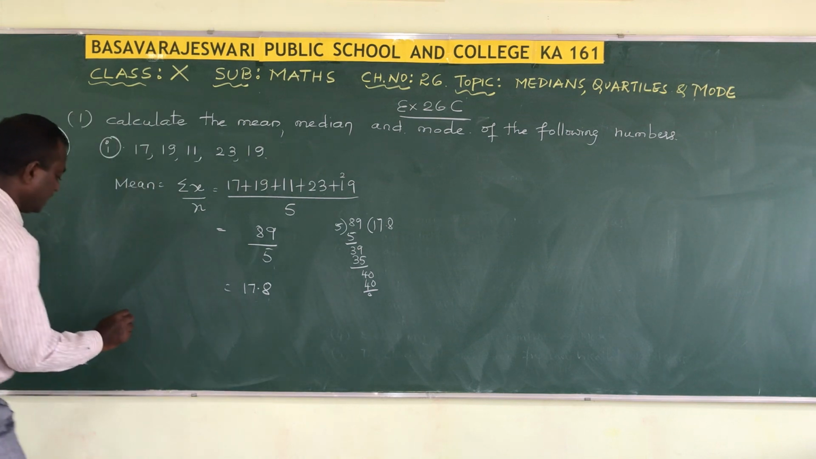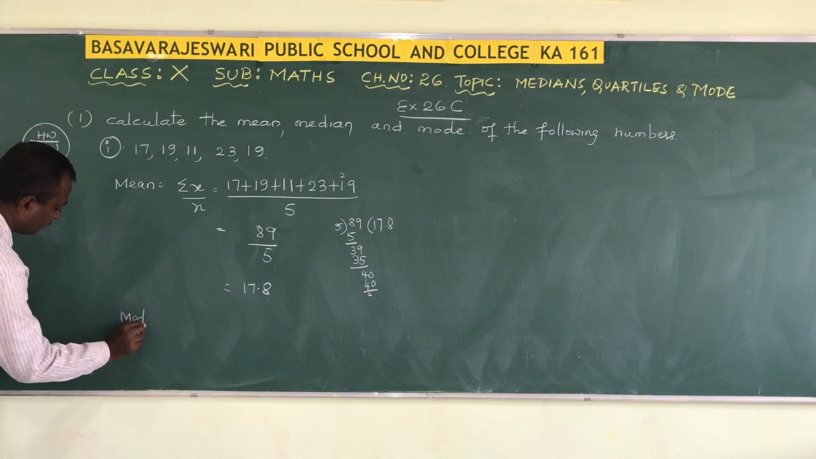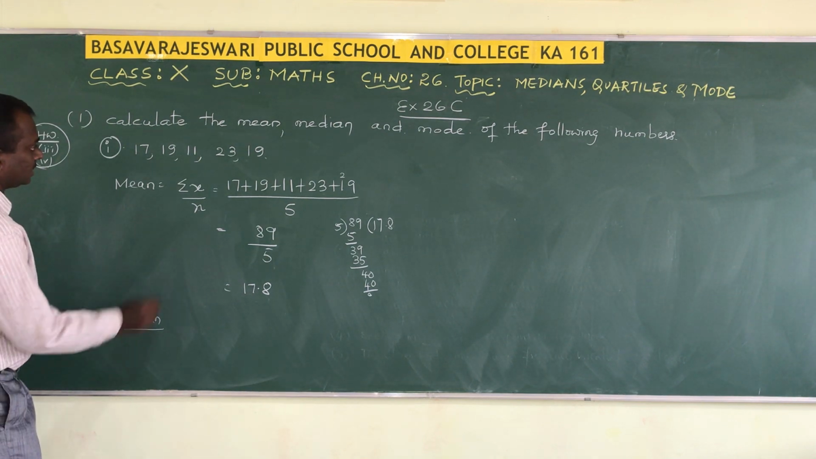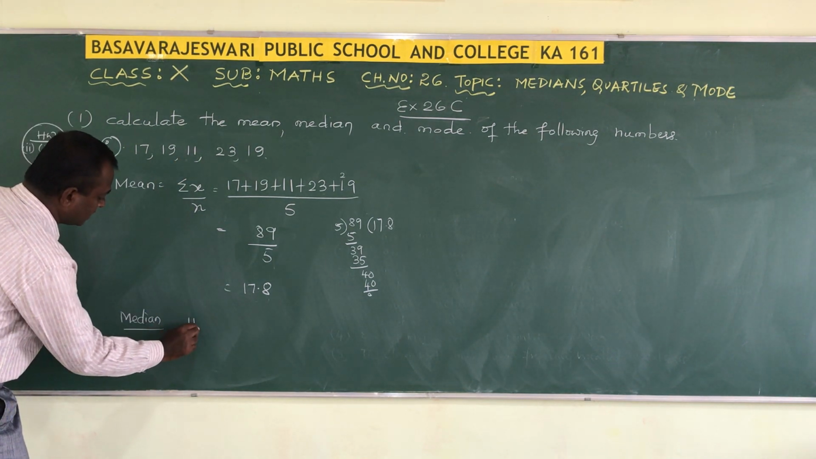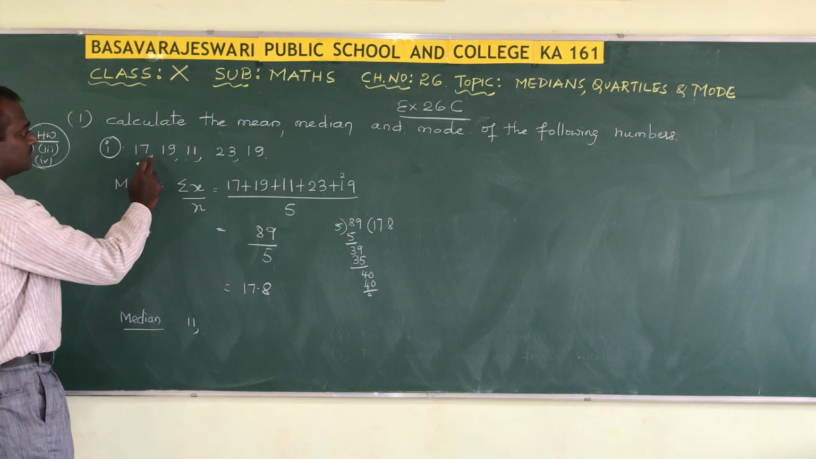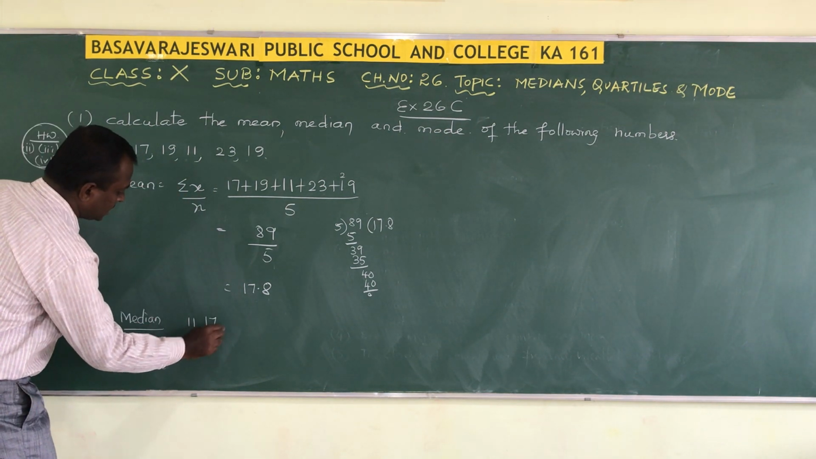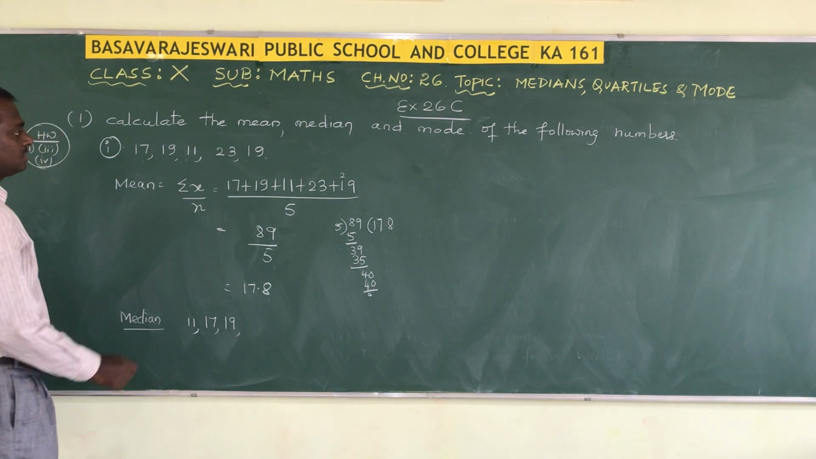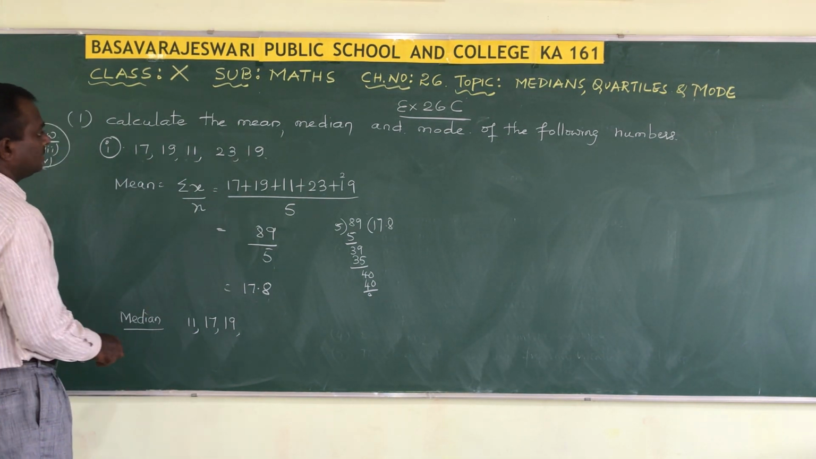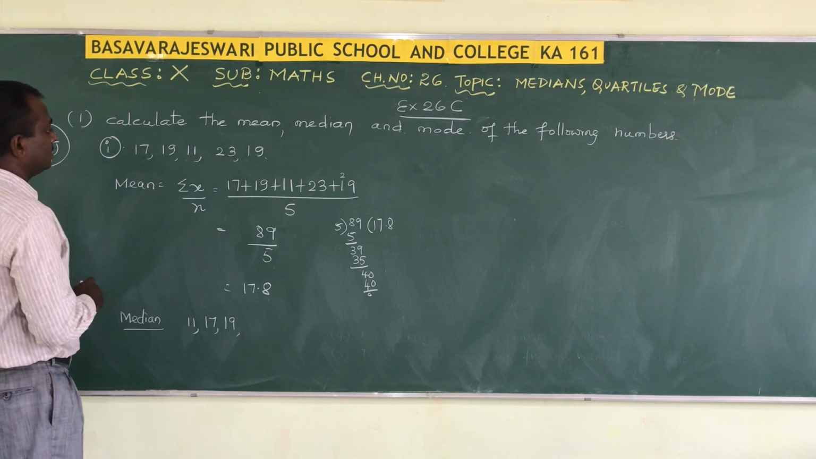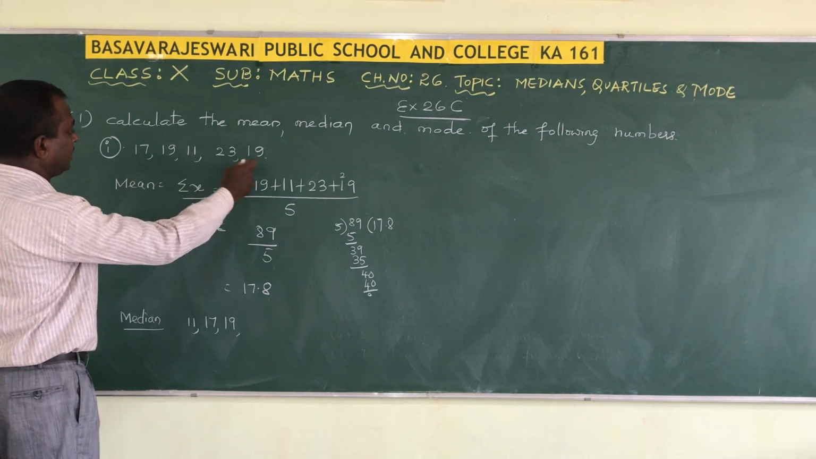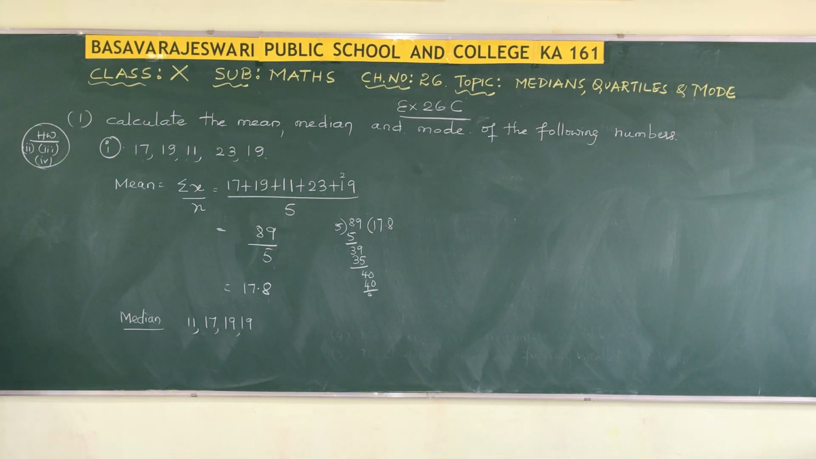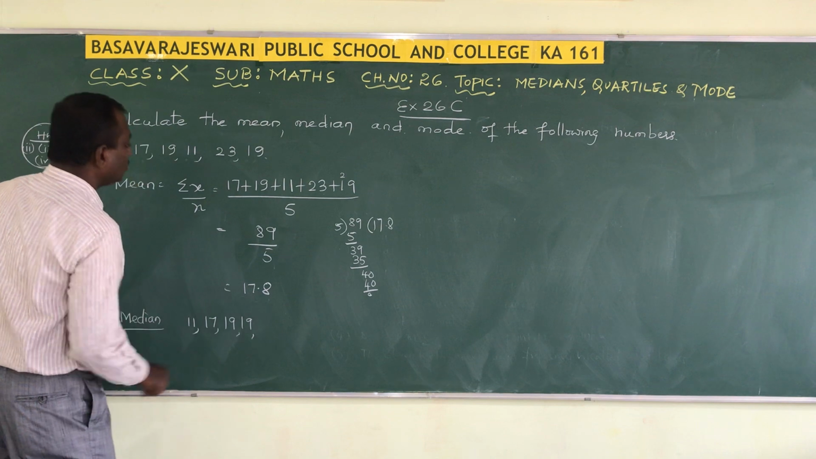Now find out the median. What do you have to do to find the median? First you have to arrange the data in ascending order. So first is 11, next 17, next 19, 19 two times, and next 23.